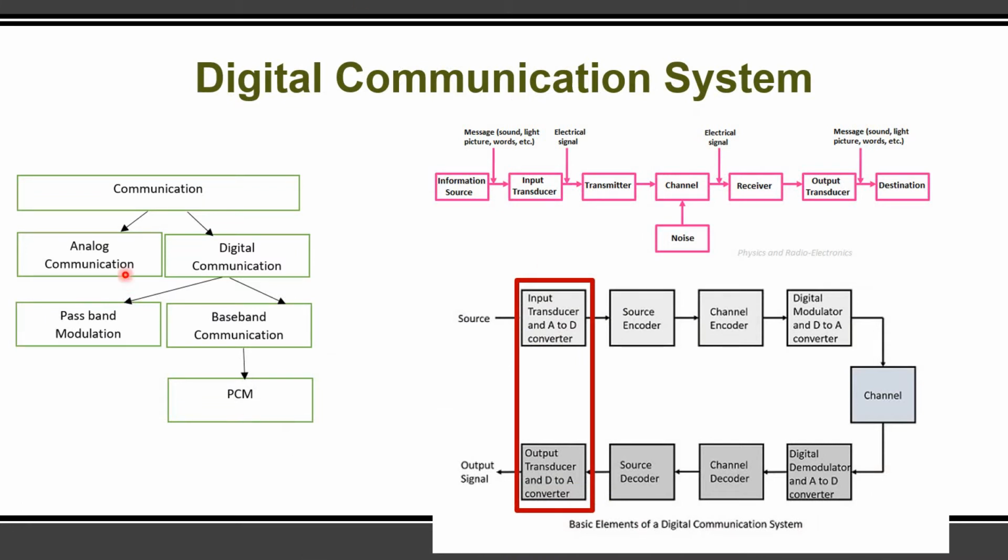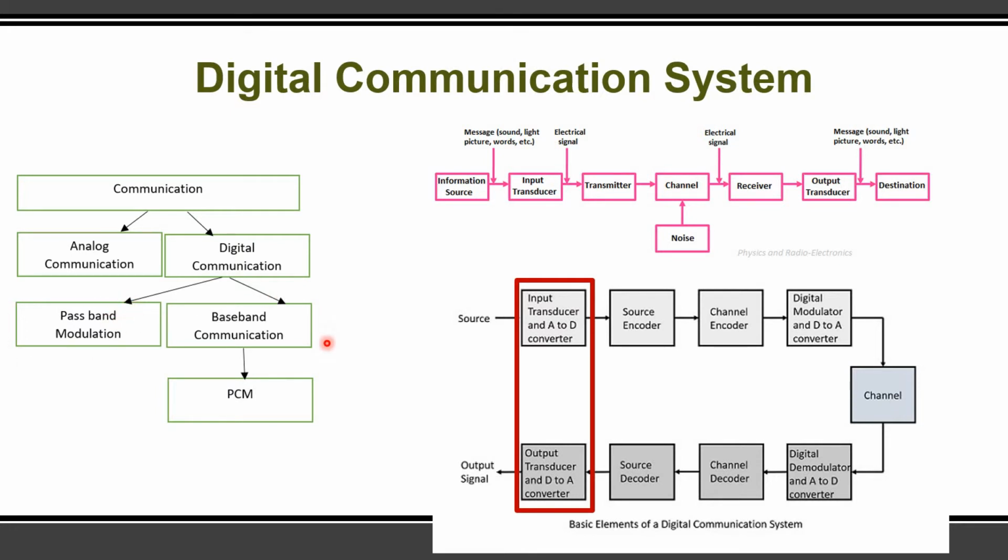You know that communication systems are divided into two different categories. One is called analog communication, another one is digital communication. Within digital communication, two types of communication are available: one is passband communication, another one is baseband communication. In the passband, we know that ASK, FSK, PSK, QPSK and many other modulation techniques are available. So those come under passband communication.